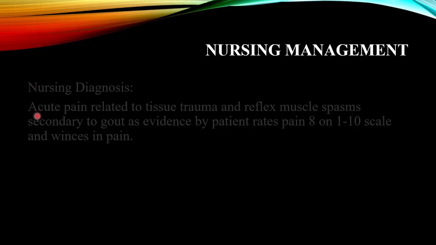So the diagnosis: acute pain related to tissue trauma and reflex muscle spasm secondary to gout, as evidenced by the patient rating pain 8 on a 1 to 10 scale and wincing in pain.